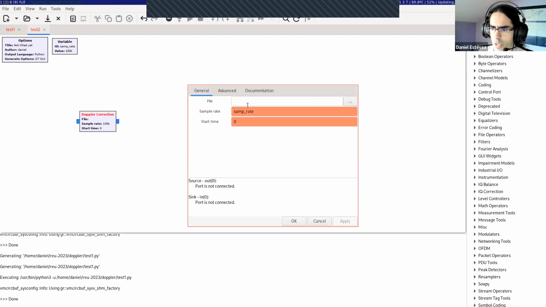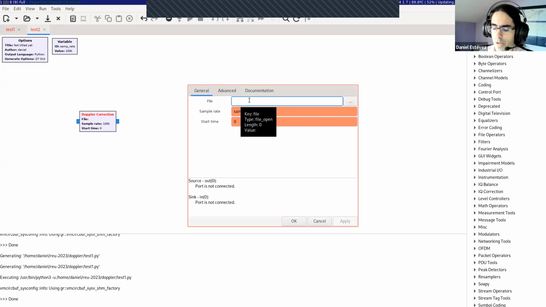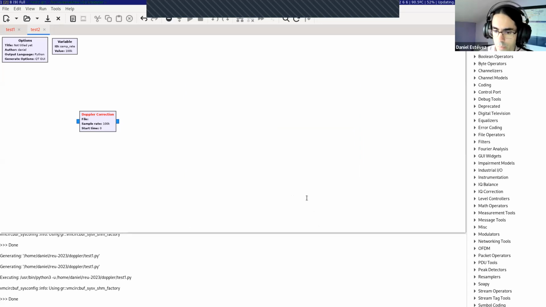The way the Doppler correction block works is it uses an input file, which is a time series of Doppler. And it's a very simple text file. We will make one manually as an example. It lists time in seconds or timestamps in seconds and Doppler frequency in hertz.